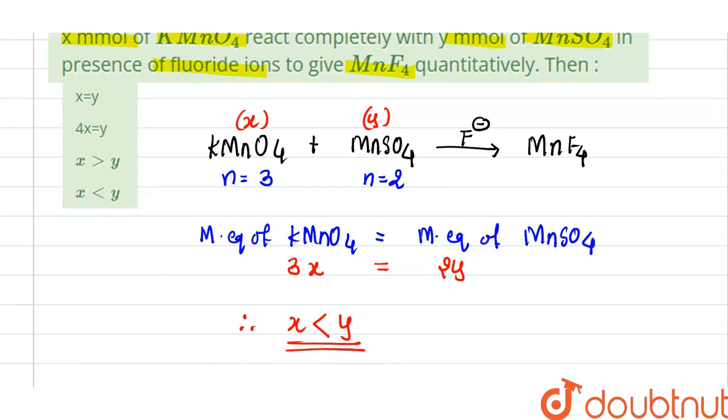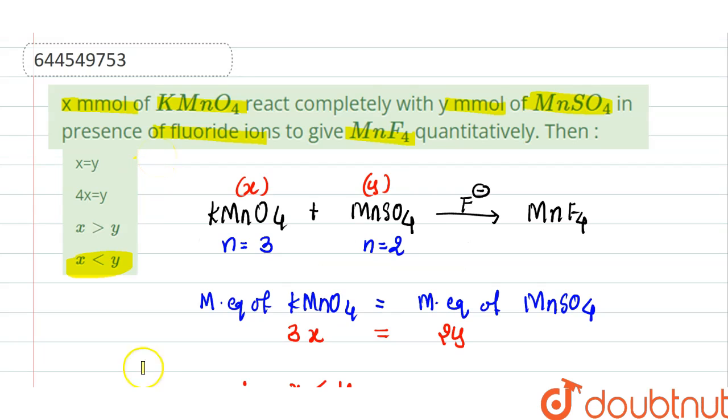So option number D, that is option number 4, is correct. Y is greater than x. When x millimoles of KMnO4 reacts with y millimoles of MnSO4, then formation of the MnF4 in presence of F minus, and 3x is equal to 2y, therefore y is greater than x. So option number D, that is option number 4, is correct.